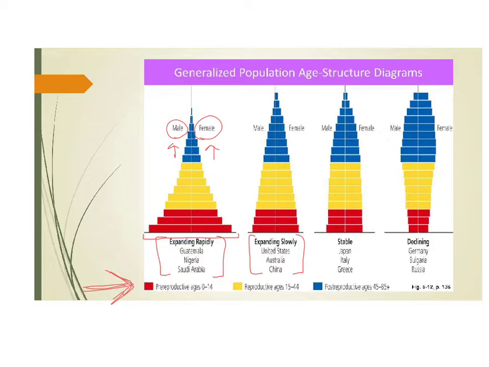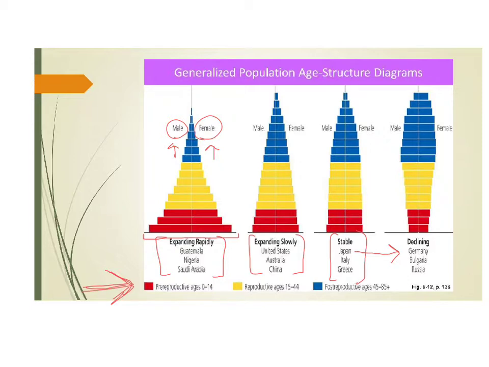Stable, that's an interesting term, but stable means that the population is neither expanding nor declining. Japan, Italy, and Greece are shown here as stable. Japan has actually moved over here into the declining age structure diagram. At this point, we'll talk more about that again when we get a little bit further into this. This is just kind of generalized how to read them.